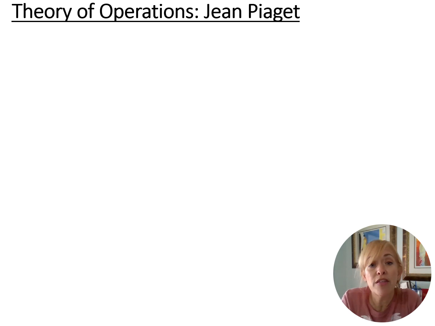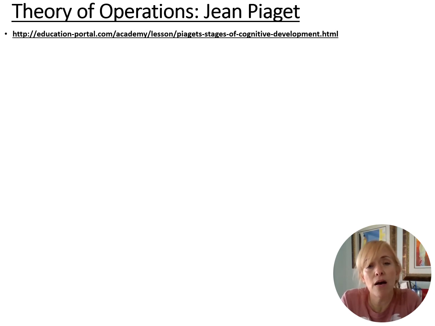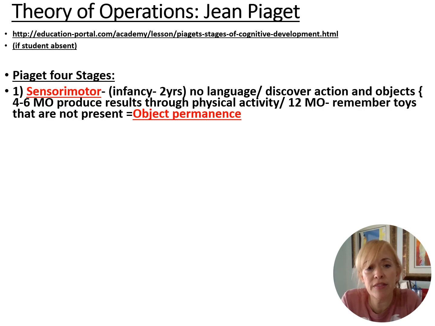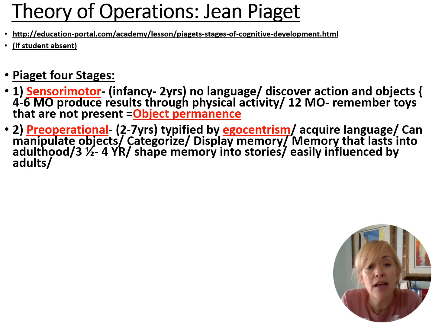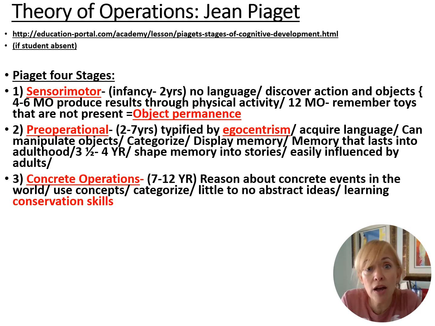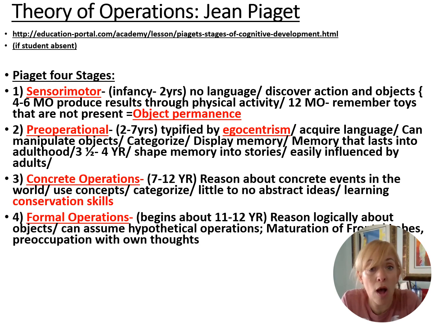All right, so in the theory of cognitive development by Jean Piaget, he came up with different theories, and there's 4 stages, he said. The first one's called sensory motor, the second one's called pre-operational, the third one's called concrete, and the last one is formal operations.